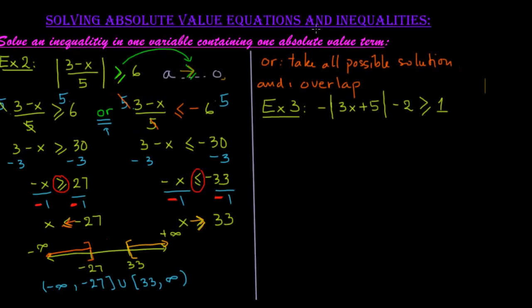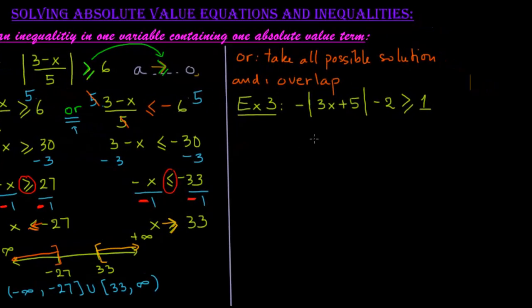Now let's go over example 3. We have negative absolute value of 3x plus 5, minus 2, greater than or equal to 1. So first of all, we need to isolate the absolute value. So add 2 on both sides, which will give me negative absolute value of 3x plus 5 greater than or equal to 3.